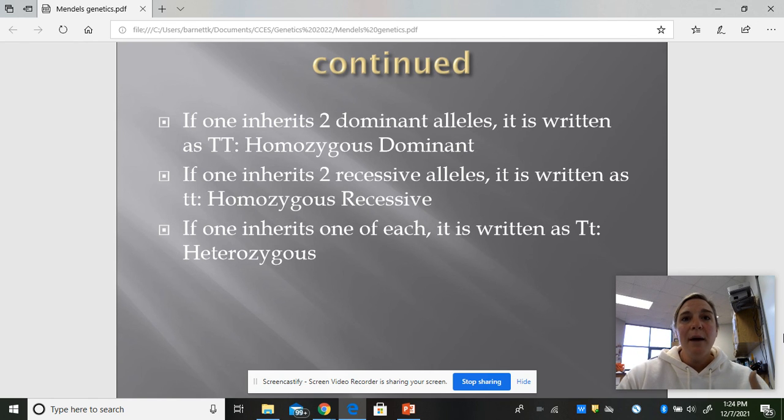So if you inherit two dominant alleles, it is always written as big T, or whatever letters you're choosing. And this is a situation called homozygous dominant. Homozygous literally means homo means the same, so you got two of the same dominant alleles. If you inherit two recessive, you write it as little t, and this is the opposite. This is homozygous recessive, meaning two of the same alleles, both happen to be recessive. Or you can inherit one of each, and you would represent that by big T, little t, and this is called heterozygous because hetero means different, which means you inherit different alleles.